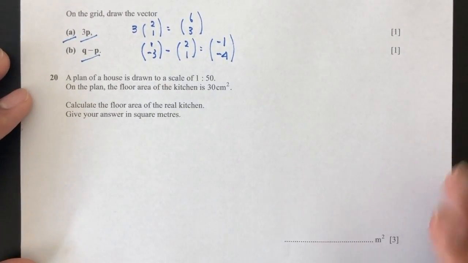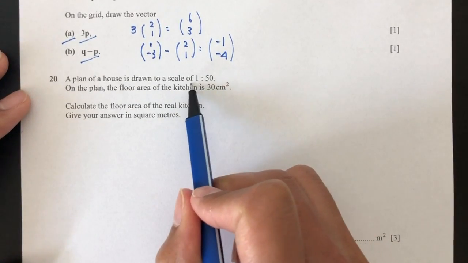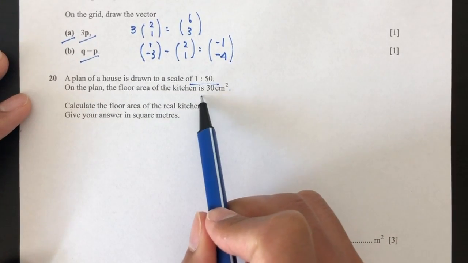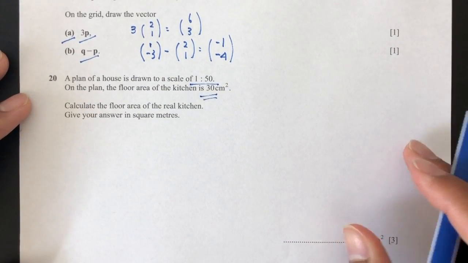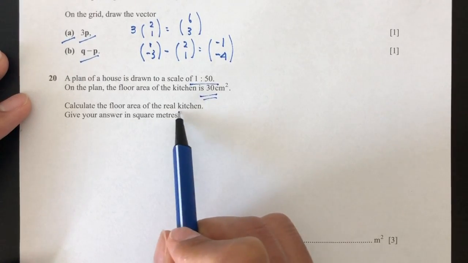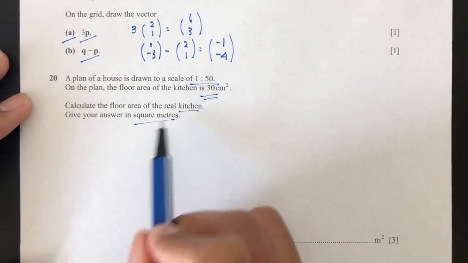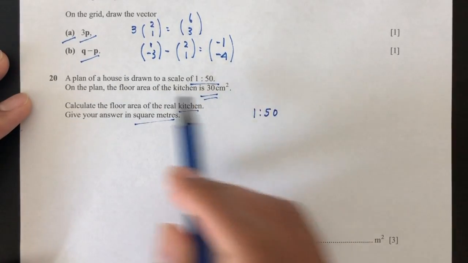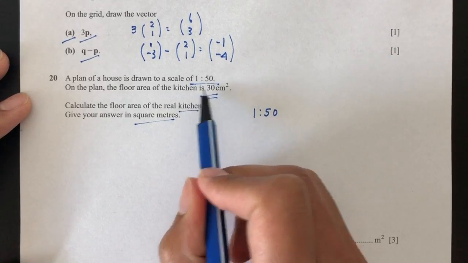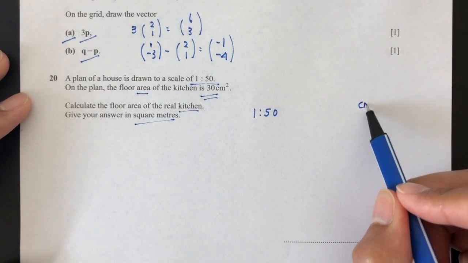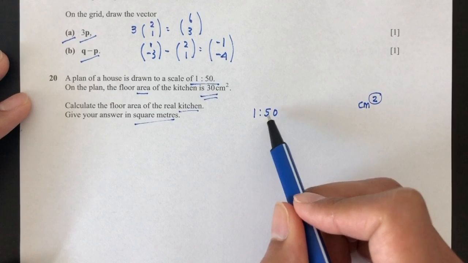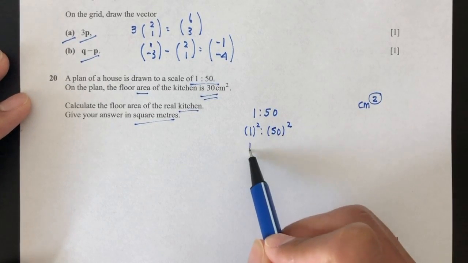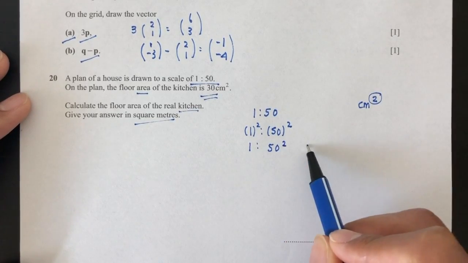Question 20 now. A plan of a house is drawn to a scale of 1 to 50. That's the plan. So on the plan, the floor area is 30 centimeters. Calculate the floor area of the real kitchen, giving your answer in square meters. So you have to know that the plan is given by 1 to 50. That is the normal scale. Now for area, as you know, area is centimeter square, right? You have to square both sides. 1 square to 50 square. That will be 1 to 50 square for the scale of their areas.